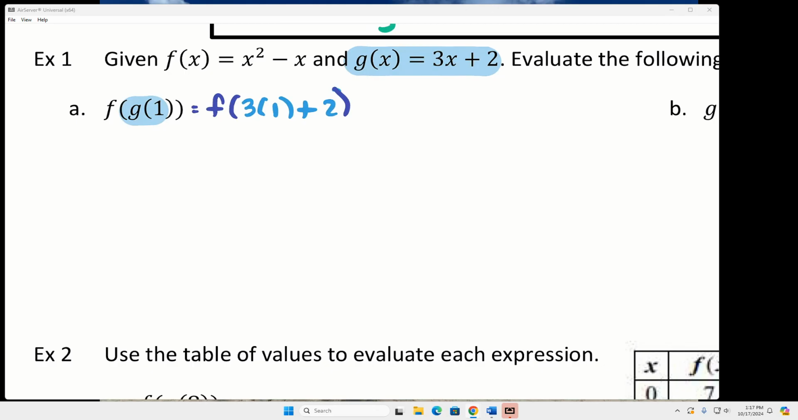Okay, so all I did was start on the inside. I'm finding g of 1 by plugging 1 in for x. All right. What do you get when you do 3 times 1 plus 2? 5.